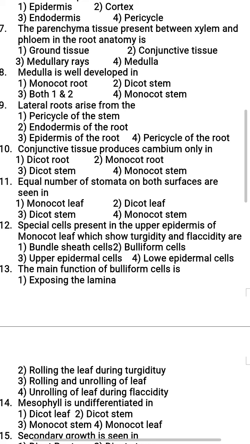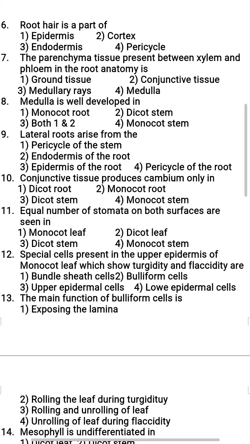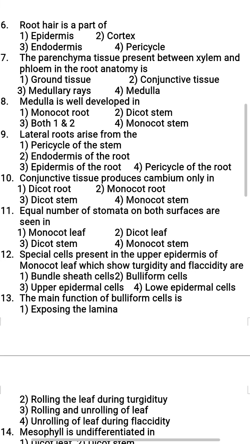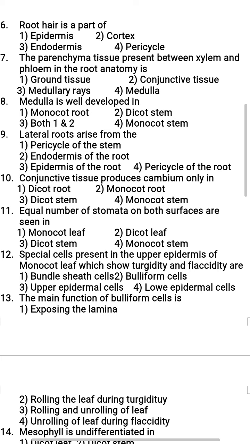It means both 1 and 2. So here, students, medulla is well developed. Let us have a talk about it. Medulla is well developed in monocot root and as well as in dicot stem. Got it? Then here one more important question.